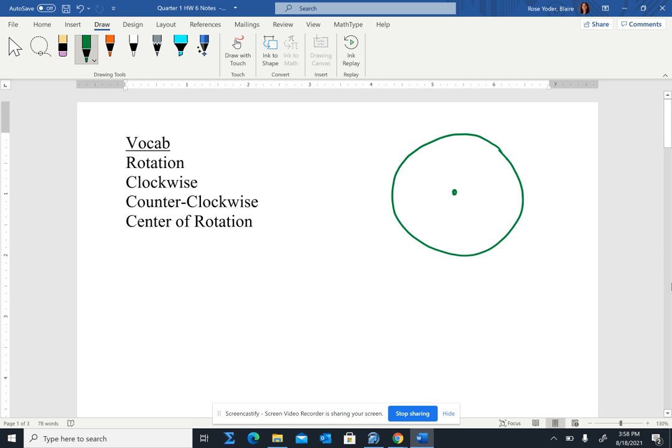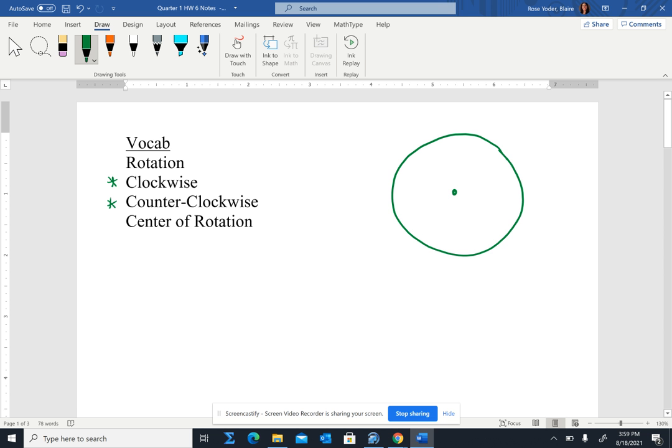We sometimes rotate things in a clockwise direction, and we sometimes rotate things in a counterclockwise direction. So picture the hands on a clock. The direction in which the hands typically move, that's the clockwise direction. If you want to rotate something in the opposite direction, that's counterclockwise. So that's going to be really important to picture when we're talking about rotating points.